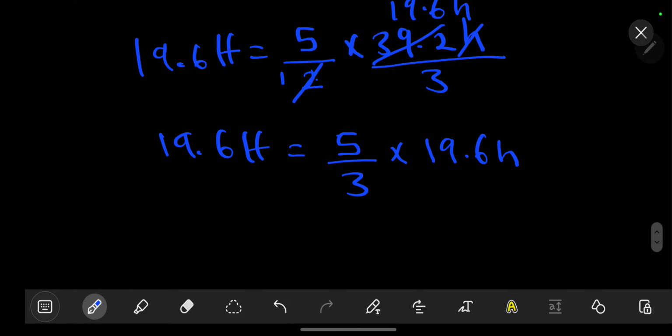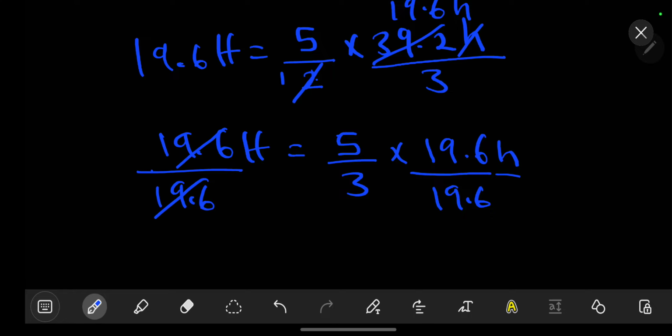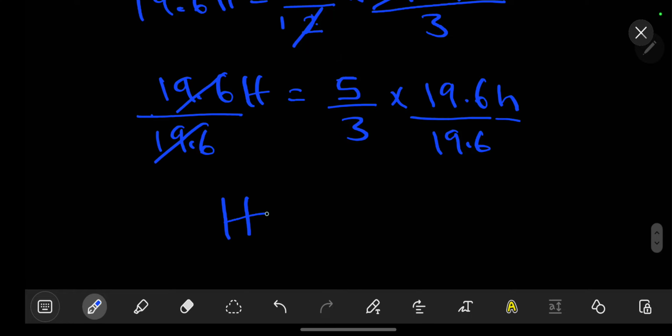So from there, what we are going to do is divide. It's the same as just dividing by 19.6. So that's the greatest height is left alone over 19.6. So you can cancel. We are going to remain with h should be equal to, dividing throughout, this one and this one will go. You are going to have 5 over 3 h, like that. So that is how you go about that one.